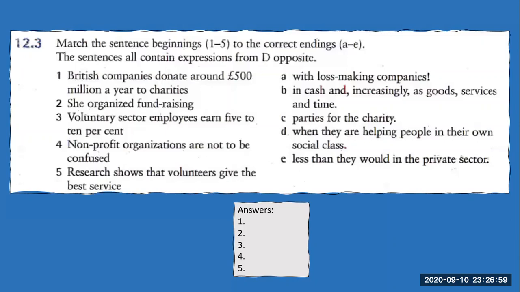And finally, this is your homework. Wow, that's a big homework. No, it's not. It's only to connect those sentences on the left with numbers from 1 to 5 to the letters A, B, C, D, and E on the right. So what you have to do is match the sentence beginnings 1 to 5 to the correct endings A to E. The sentences all contain expressions from the opposite.